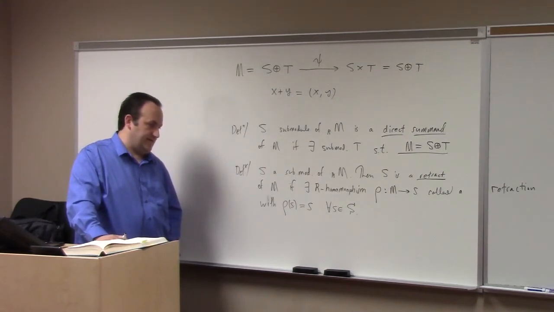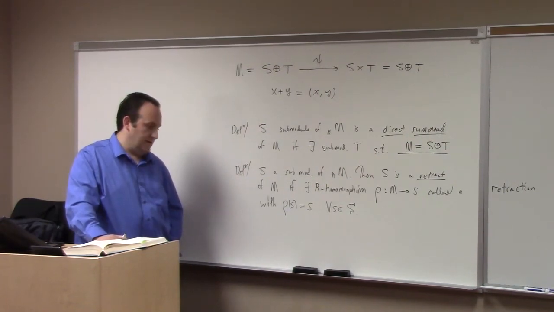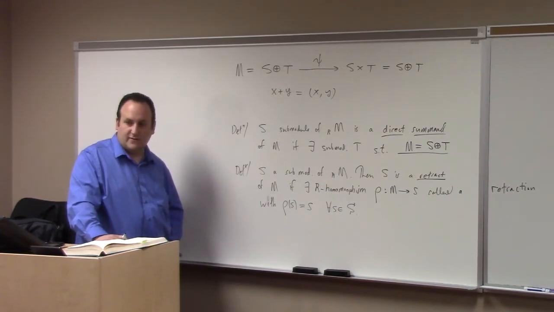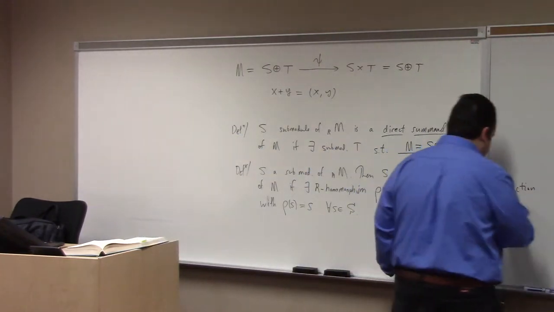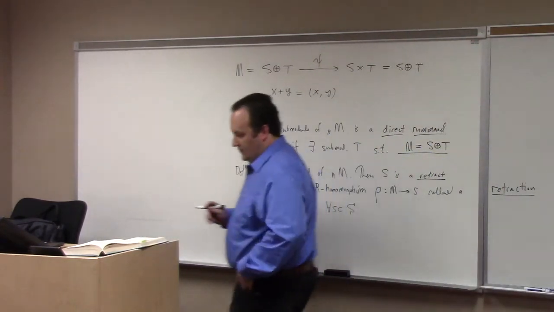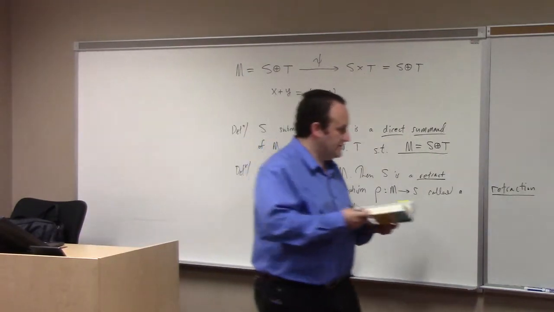S is a retract of M if there exists an R module homomorphism, rho from M to S, called a retraction. All right. What does it mean for it to be a retraction? That means that rho of s is equal to s for all s in S. All right. What's the connection between these ideas? The following corollary tells us that.